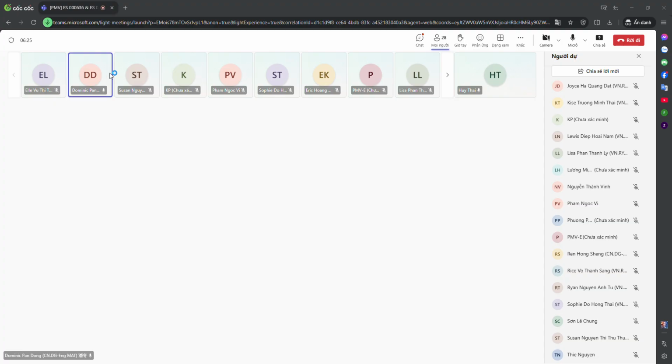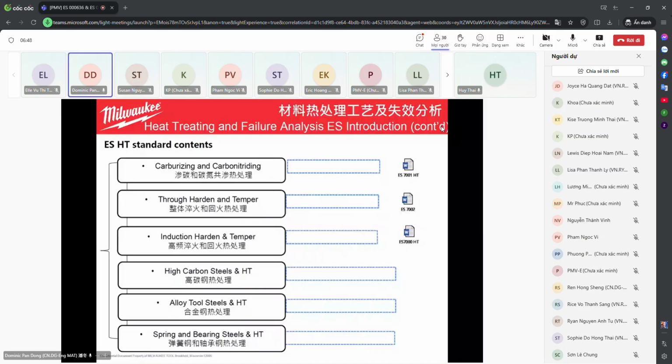Basically, our ES standard system about heat treating goes into these 6 different parts. First one, carburizing and carbonitriding. Second, through harden and temper. Third, induction harden and temper. These above 3 ES standards are process related. Then the following 3 parts are steel group related.